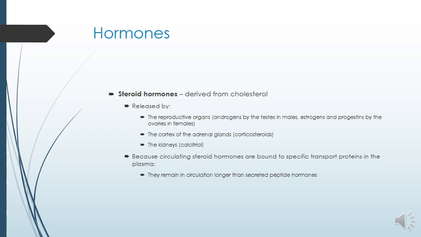We have our androgens by the testes in the males, estrogens and progestins by the ovaries in the females, and the cortex of the adrenal glands, the corticosteroids, and then the kidneys, the calcitriol. What I want to be looking at is those corticosteroids, which are produced and released from the adrenal glands, because that's what is affected in congenital adrenal hyperplasia.